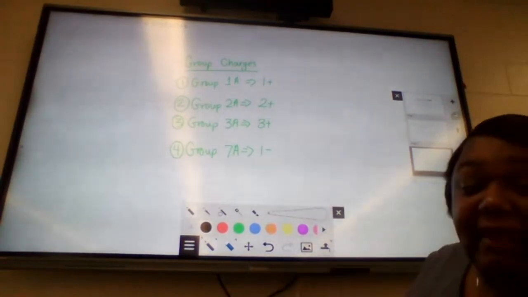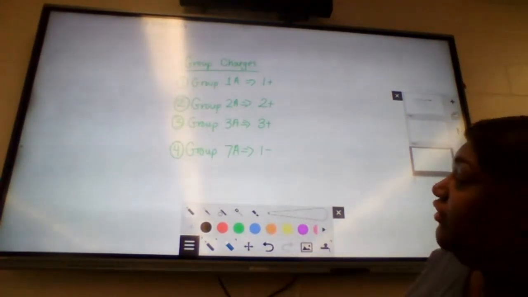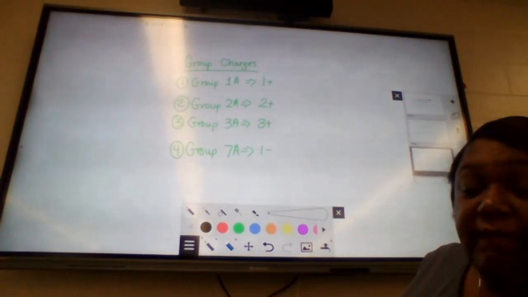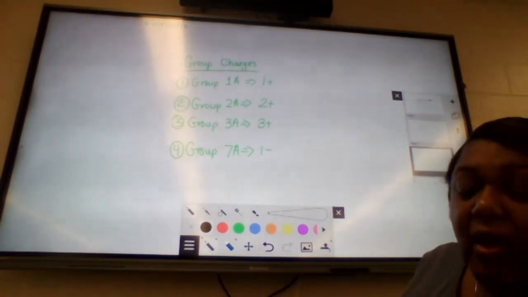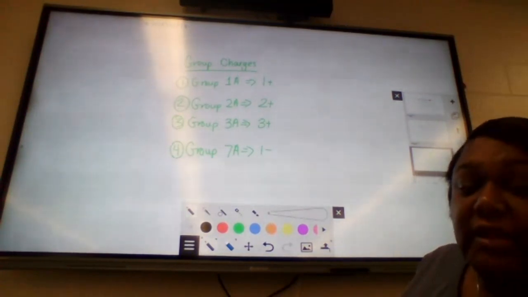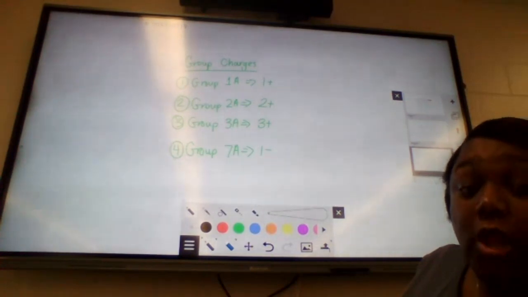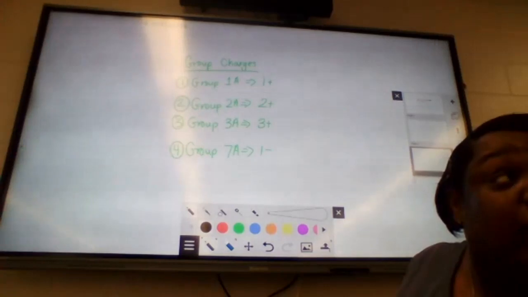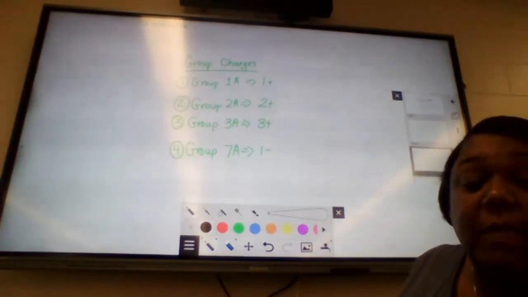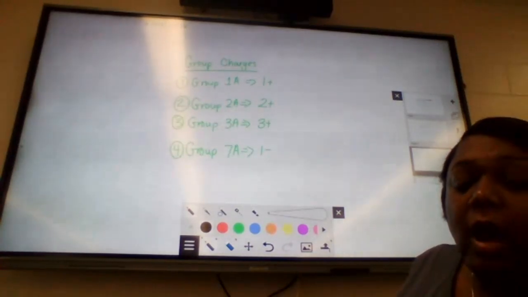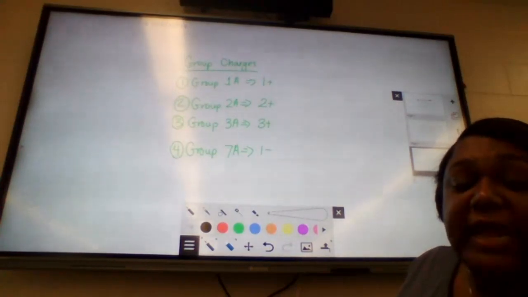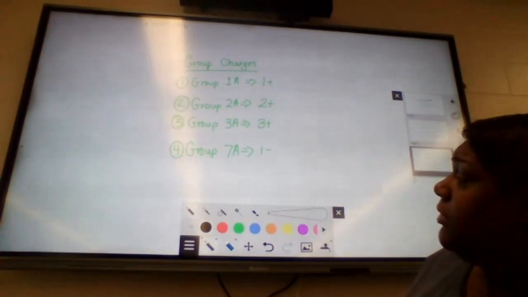Your group 2A is going to have a 2 plus charge. And generally, if you are a metal and you're in group 3A, you're going to have a 3 plus charge. Now, I'm going to caveat that group 3A. The element I'm specifically thinking about is the metal aluminum. And again, we know that is a metal. Some of those other metals, we'll talk about them in just a moment because their charge actually varies, and we'll talk about why that happens in just a little bit.